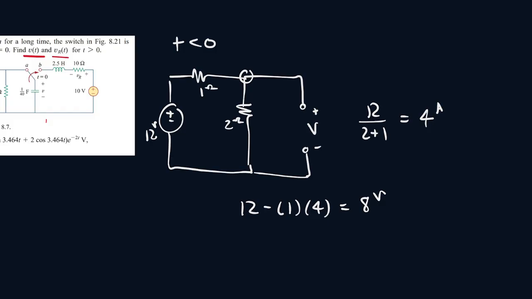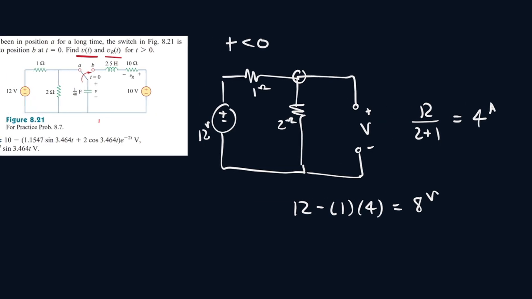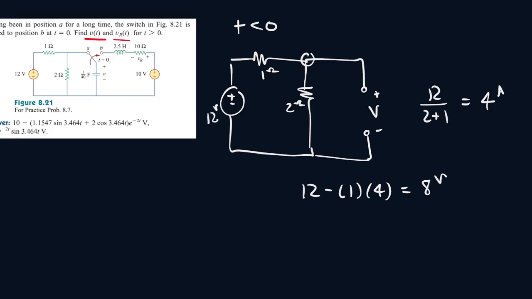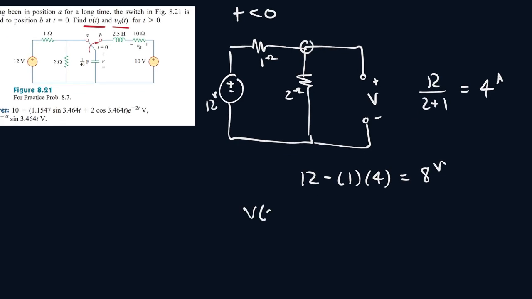So that means when t was less than 0, the voltage at this capacitor was 8 volts. And the second t is equal to 0, obviously the voltage at a capacitor cannot change instantaneously. So that means this will still be 8 volts. So we'll write V at 0 is equal to 8 volts.